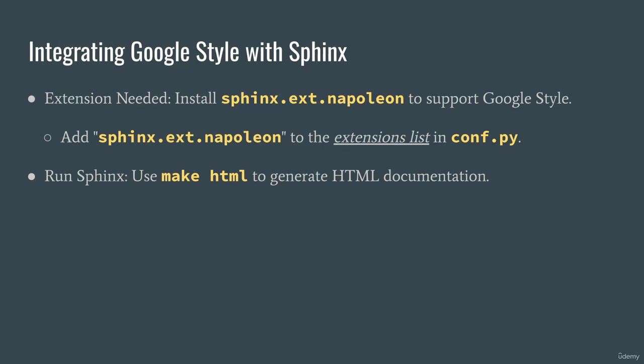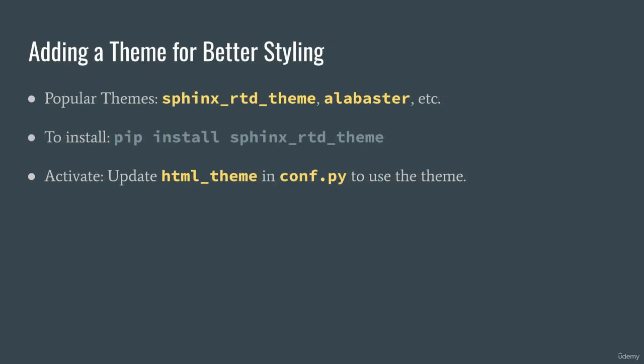For better styling of your Sphinx documentation, you can add a theme. Popular themes include the RTD theme and Alabaster, among others. To install a theme, use the install command. After installation, simply activate the theme by updating the HTML theme setting in your config file.